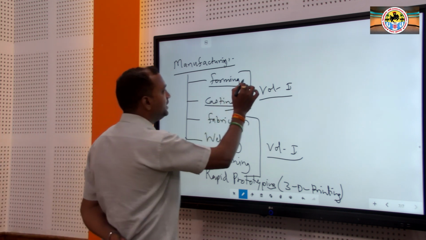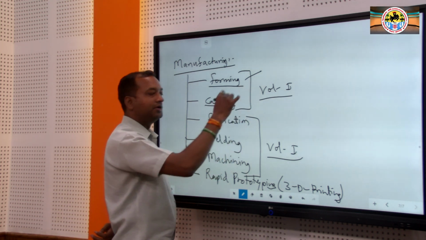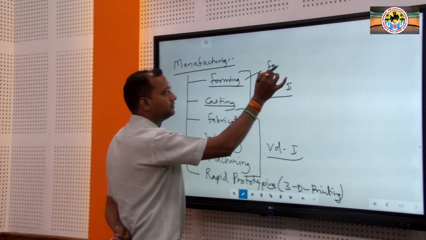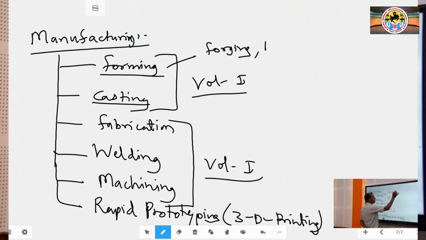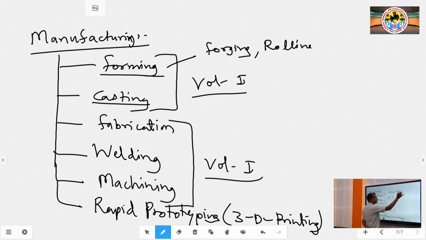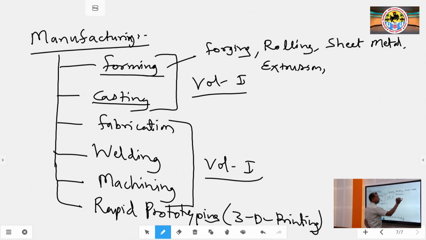It involves various operations, where forming is composed of forging, rolling, sheet metal working, extrusion, drawing, etc., and various miscellaneous operations.